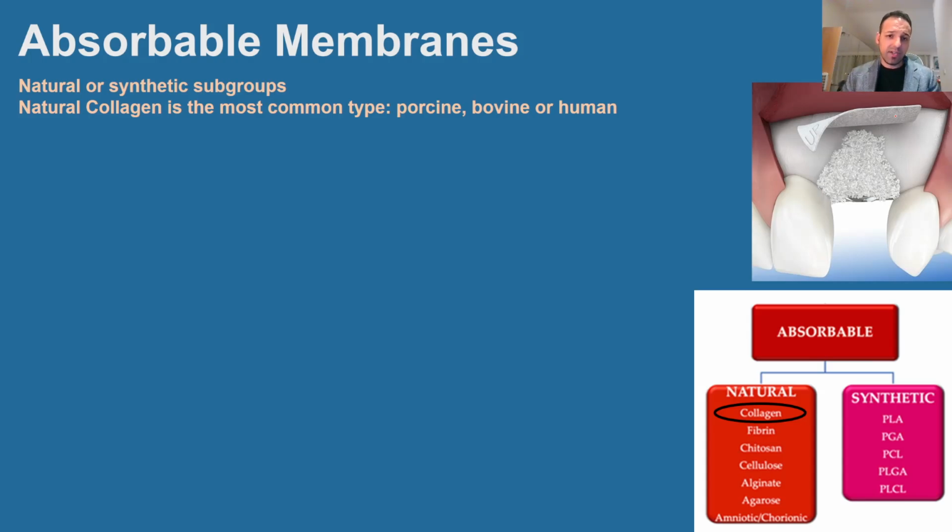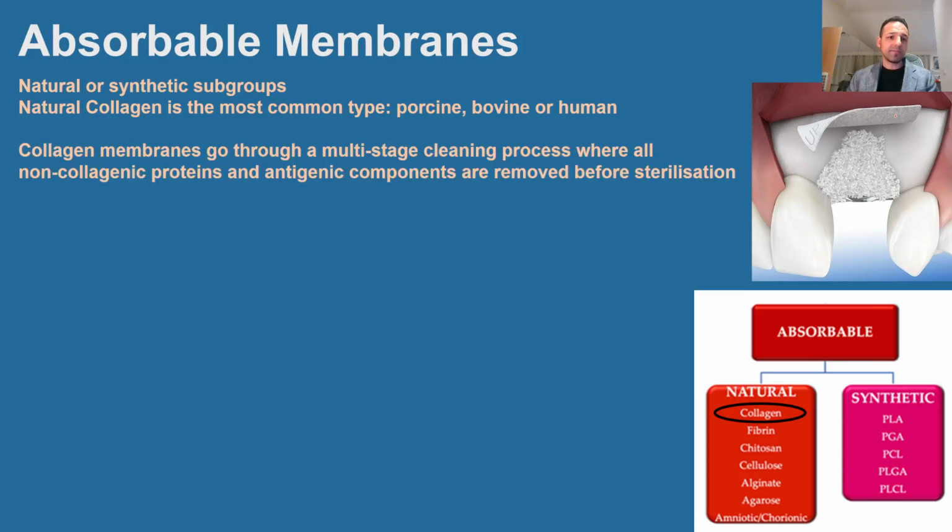And we've got different types of collagen origin. We can use it from pig tissue, porcine, bovine, from cows, or other humans. And collagen membranes go through a multi-stage cleaning process where all of the non-collagenous proteins and the antigenic components, which might stimulate an antibody response, are all removed through special cleaning processes before it's actually sterilized.